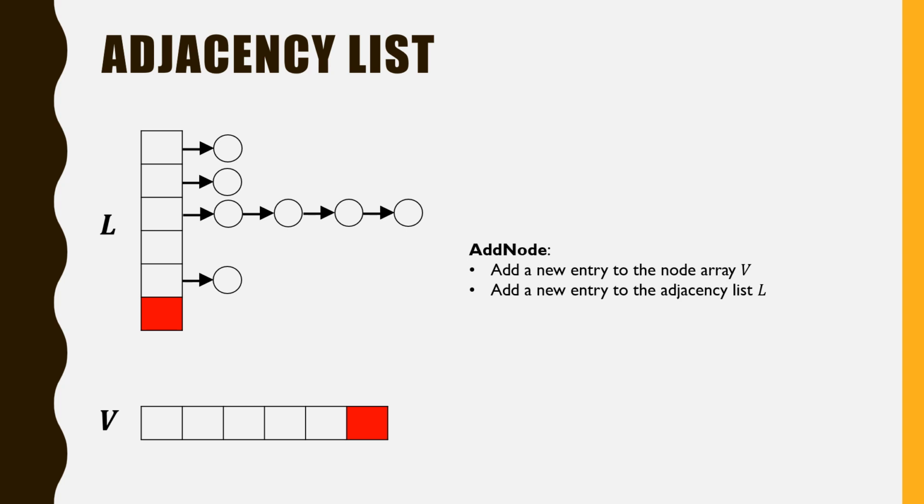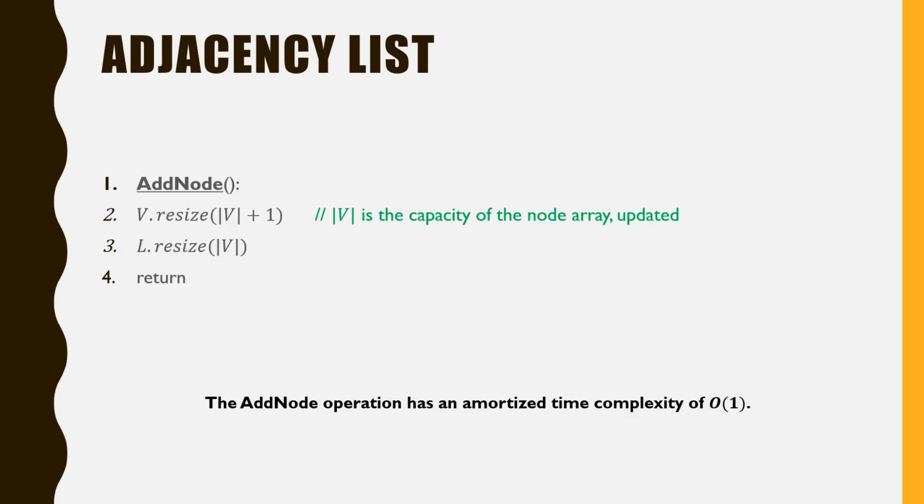Next, we discuss the implementation of fundamental graph operations using an adjacency list. First, for the add node operation, a new entry must be appended to the last position of both V and L, as highlighted in red in the figure. The amortized time complexity for appending a new entry to an array is O(1), so as the add node operation. Here is the pseudocode for add node.